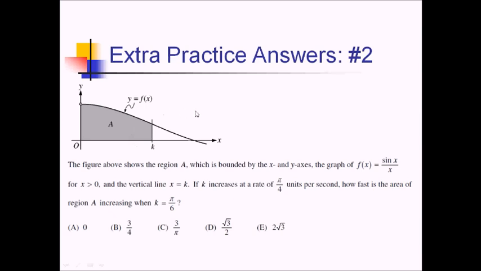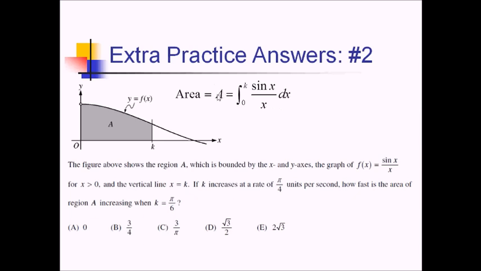So we can say that area equals, I'll call the variable A here, an integral from 0 to k, whatever k is, of top function minus bottom function. So this is going to be sine of x over x minus just 0, so sine of x over x dx. And now I need to take the derivative of this whole thing.